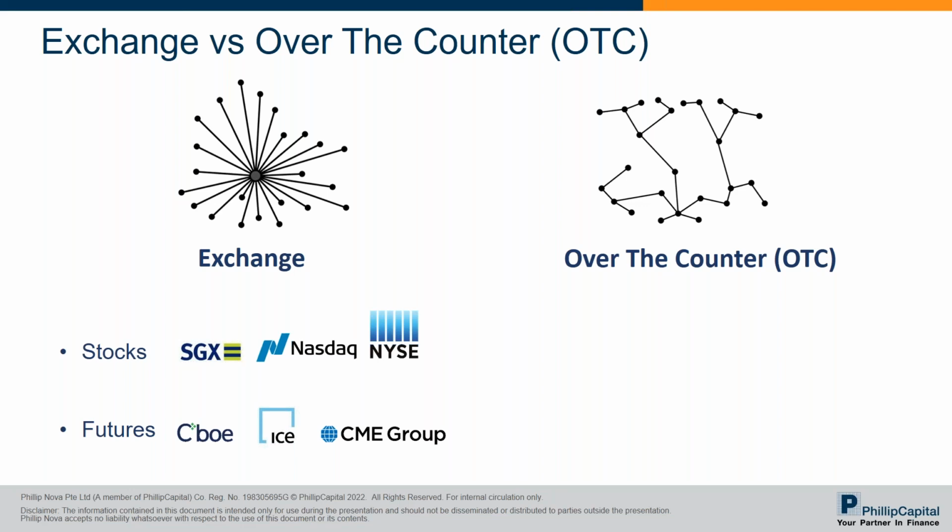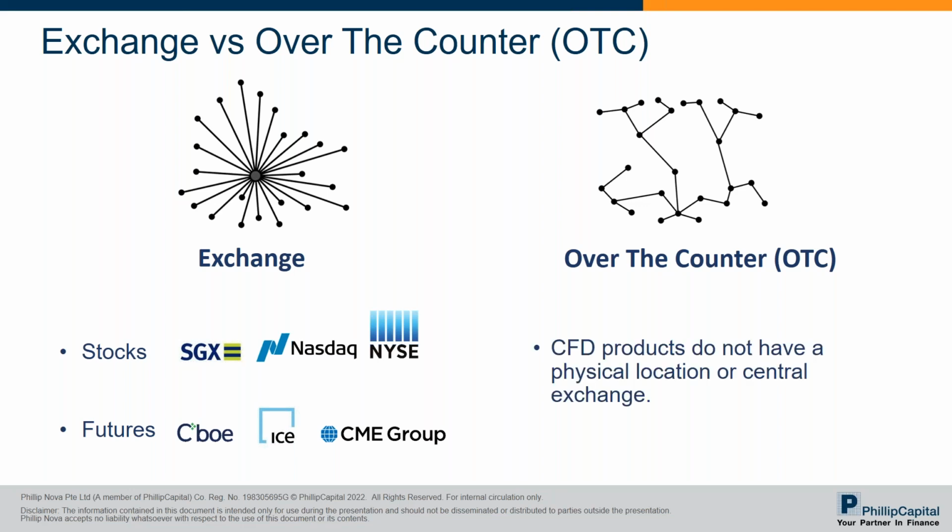On the other hand, CFD is different. CFD belongs to the OTC products. So essentially, people don't go to a central location to trade these CFD products, because, a bit of a recap of the very definition of CFD, CFD is merely a contract between you, the trader, and us, the broker, Phillip Nova. So between us, whatever we trade, we do not need to go through a centralized exchange. We only get our prices from the exchange. I hope that is clear.